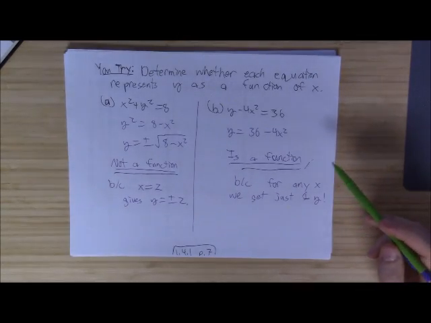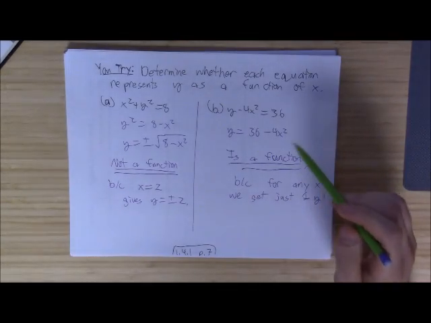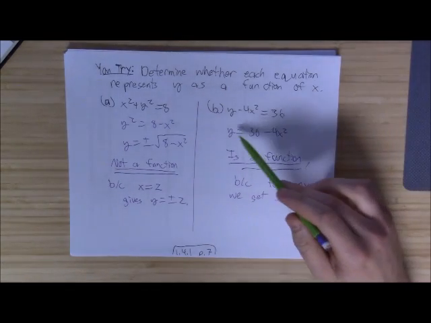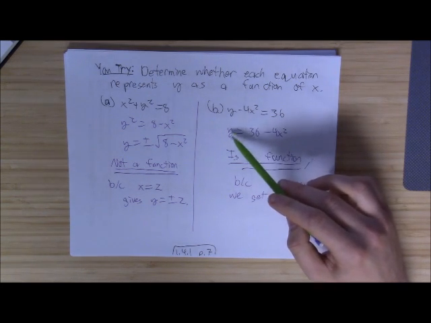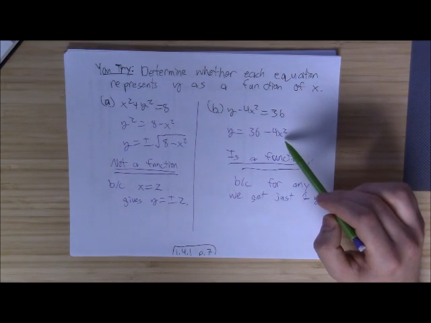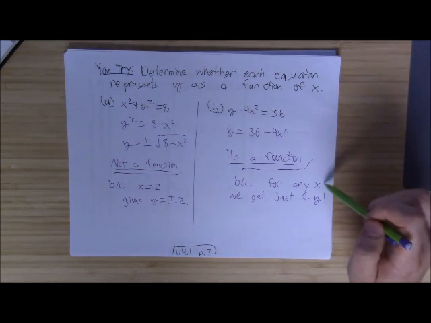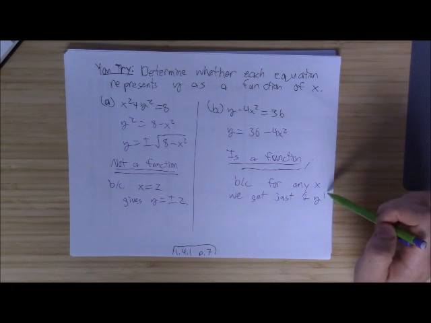On the other hand, if we look at this one, we get y equals 36 minus 4x squared. This means there's no way we could get more than one y value for a single x value plugged in, which is explained right here.